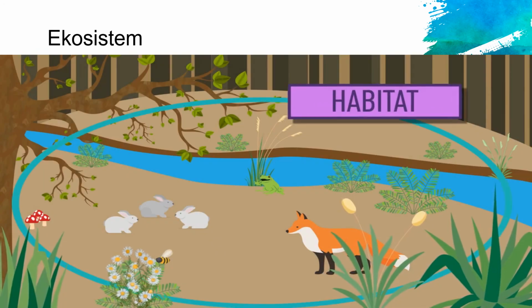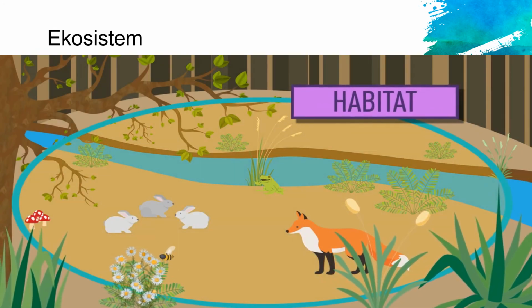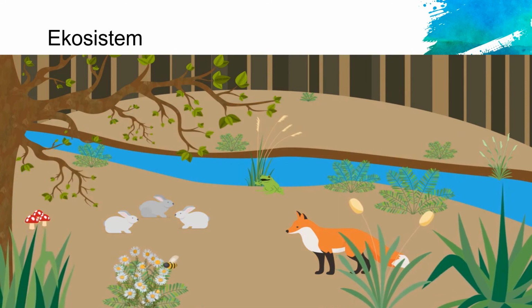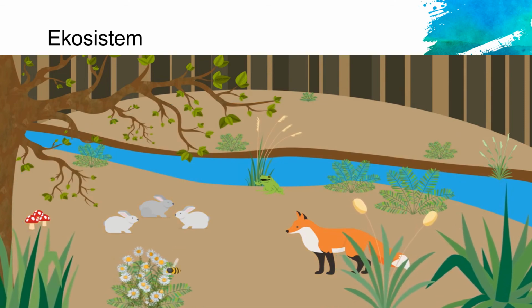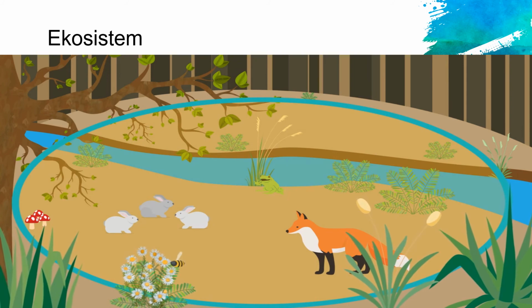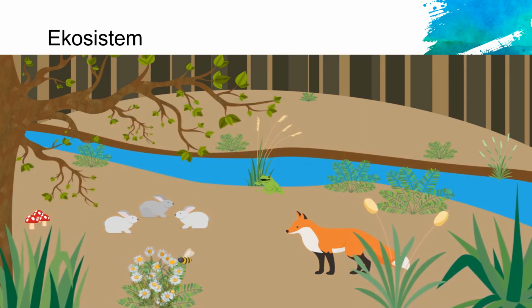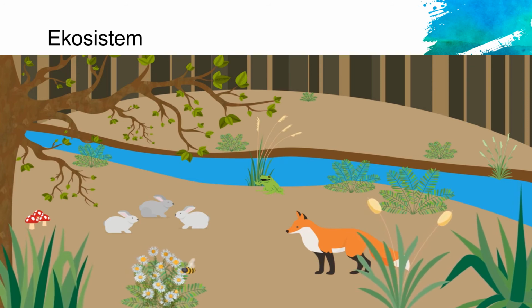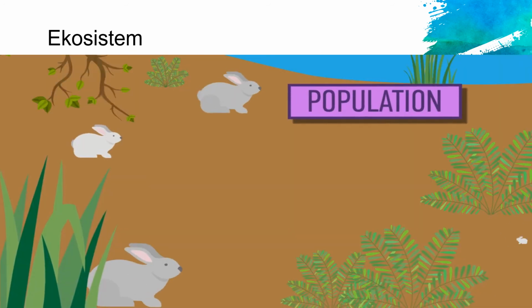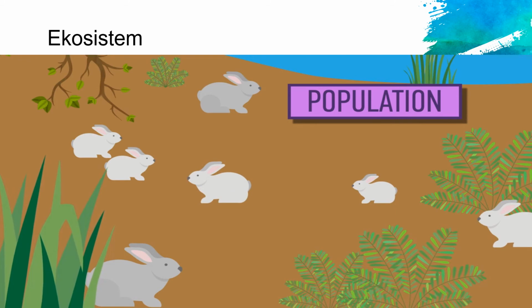A habitat is an area or environment in which an organism naturally lives. So, the woodland in this example. It describes the geographical area occupied by the ecosystem, whereas the ecosystem is the interactions between everything living within it, as well as the non-living factors. Populations are all members of the same species in the habitat at one time.